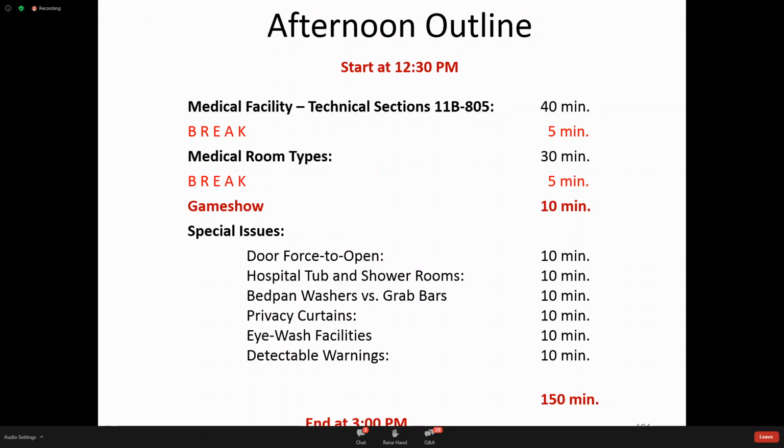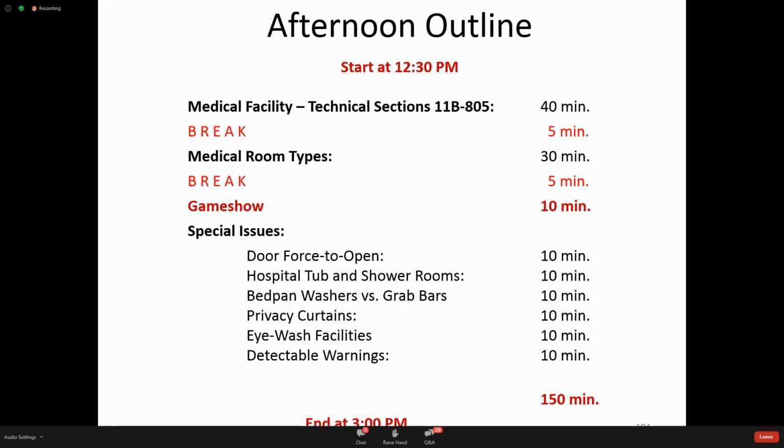The medical room types, then we'll go over about 30 minutes of that. We're going to go over different room types. So that'll be the breakdown of an exam room, a treatment room, a blood draw room, patient bedroom, and so on. We'll take another break. We'll do a little game show.